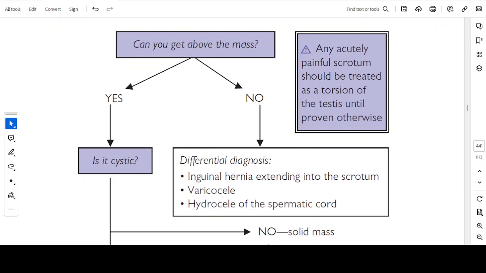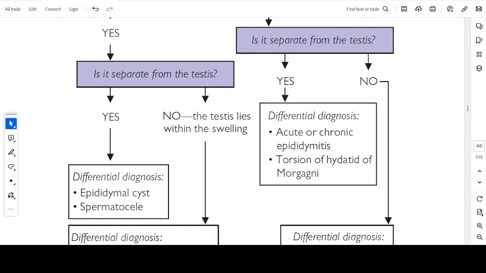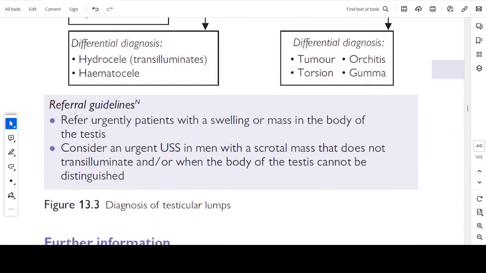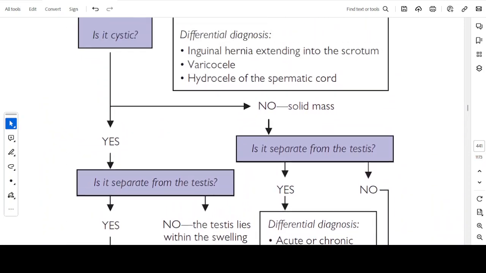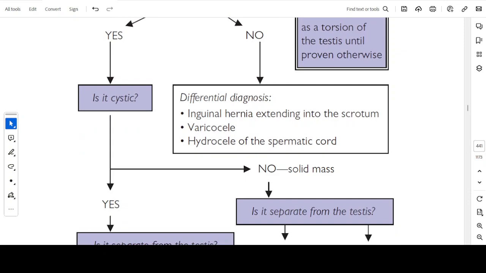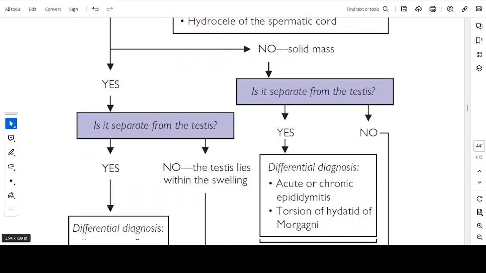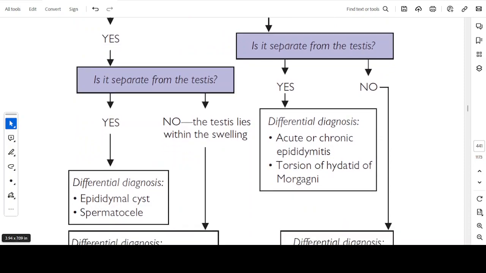This is a flow chart for diagnosis of testicular lumps. So let us see stepwise. Can you get above the testicular mass? Yes. Is it cystic? Yes. Is it separate from the testis? Yes. Differential diagnoses are an epididymal cyst or a spermatocele.